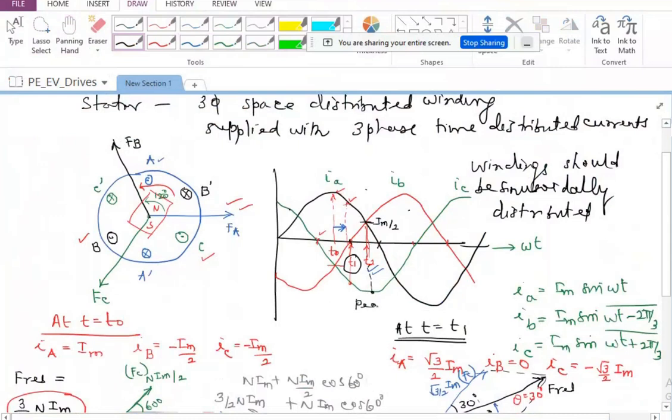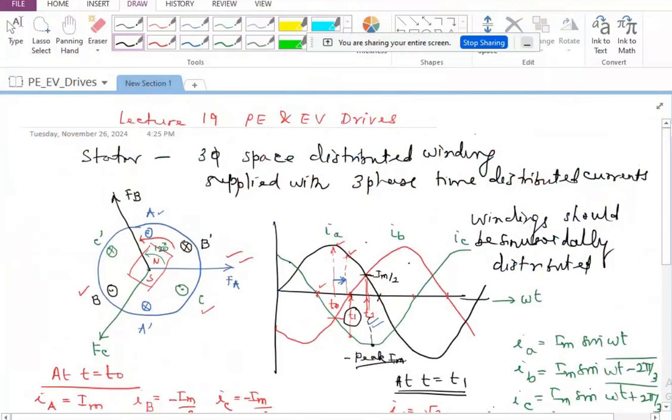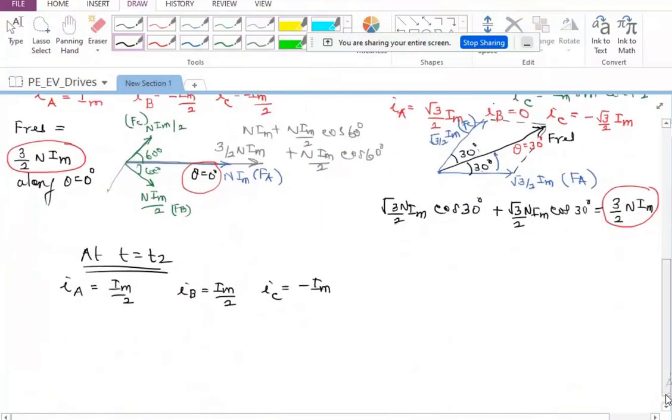So this is going to be the peak value, which is Im, but it is going to be negative peak, so minus Im. So let me write this as Ia equal to Im divided by 2. Ib is also equal to Im divided by 2. And Ic is minus Im. Whatever we saw here, that's what I'm writing. Okay. Now, correspondingly, let us draw.